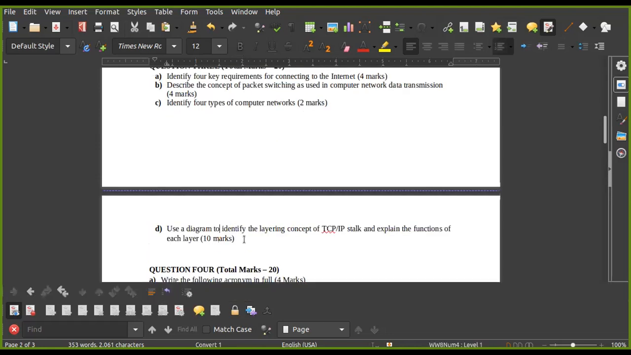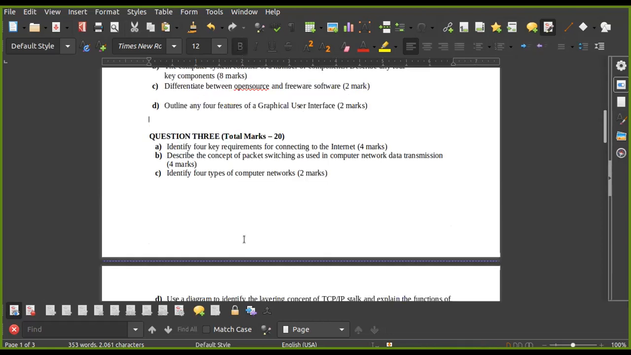Question 3. Identify 4 key requirements for connecting to the internet. Yeah, for you to connect to the internet, number 1, you need either point-to-point connectivity, or you need to run cable like fast Ethernet cables. You need to have Wi-Fi. Okay, you can even have a radio, nano station, a radio.